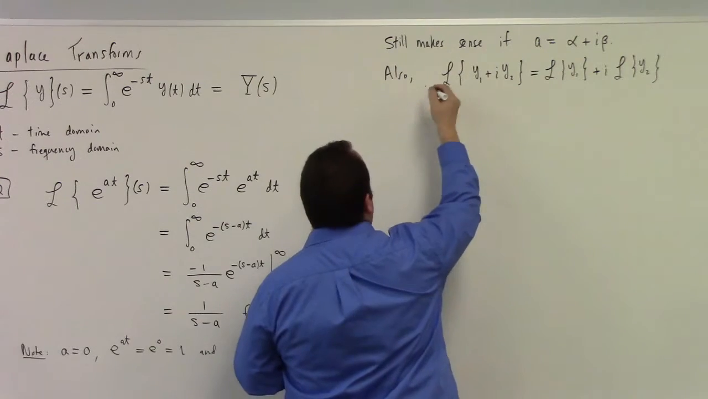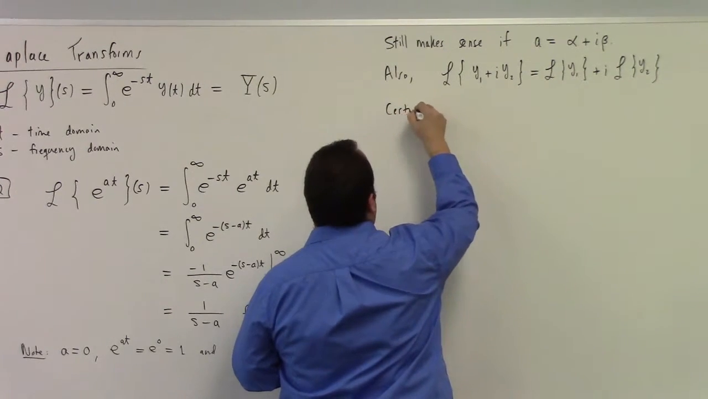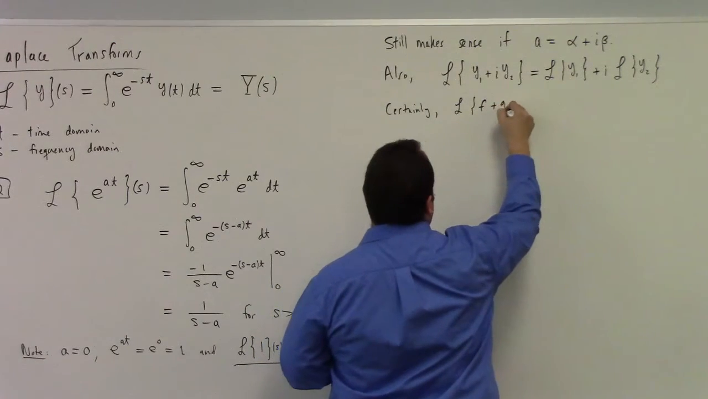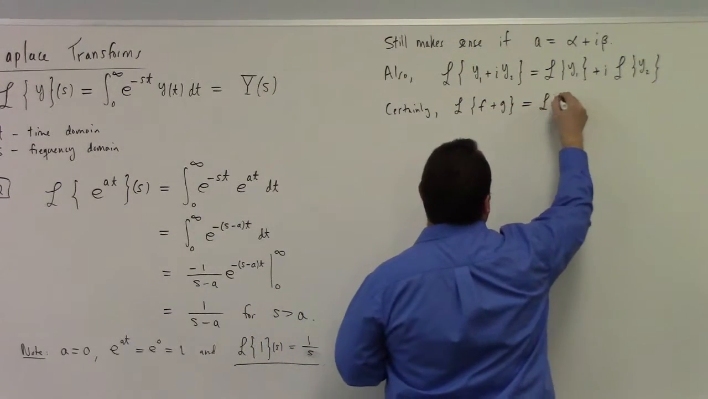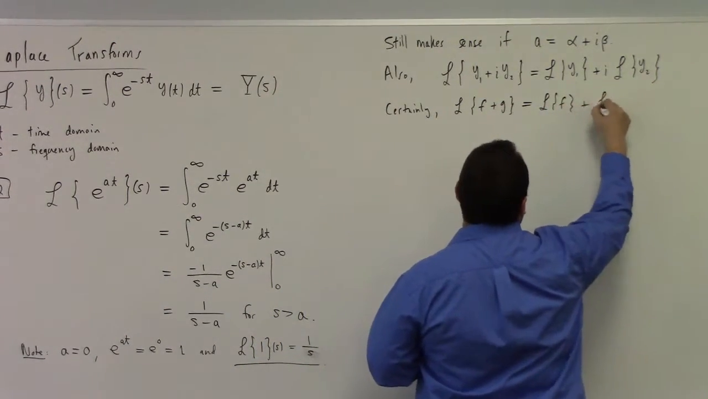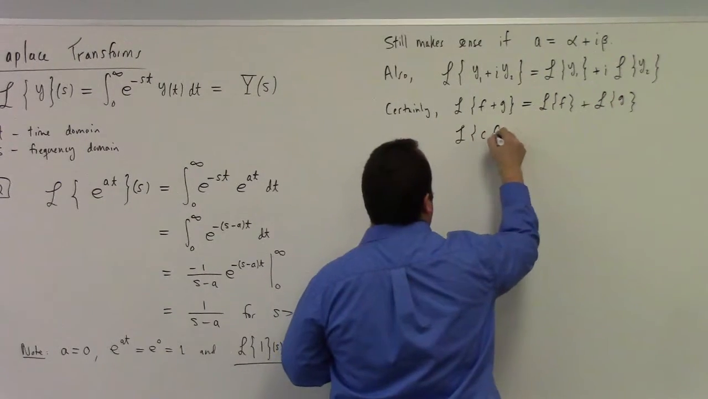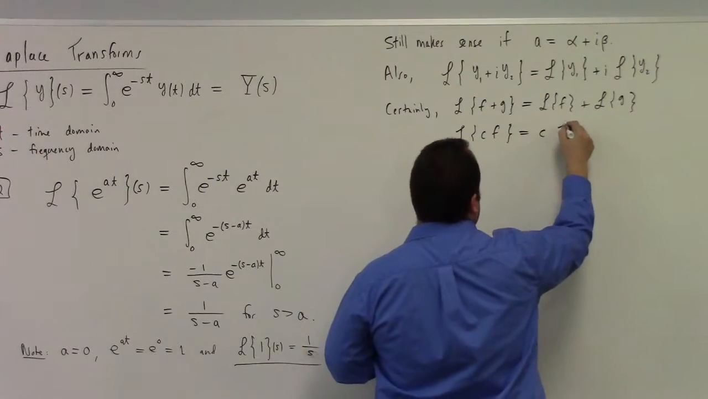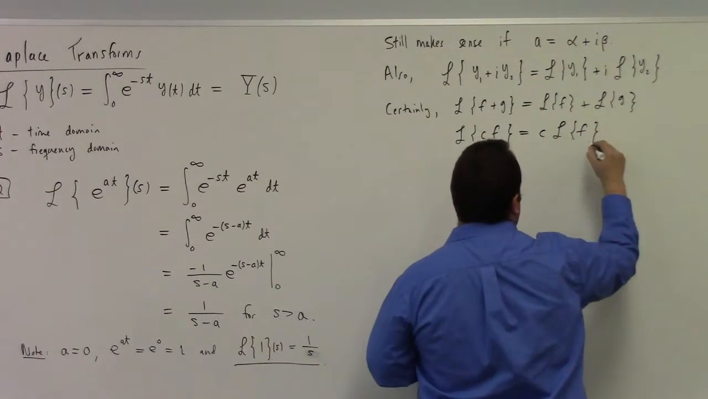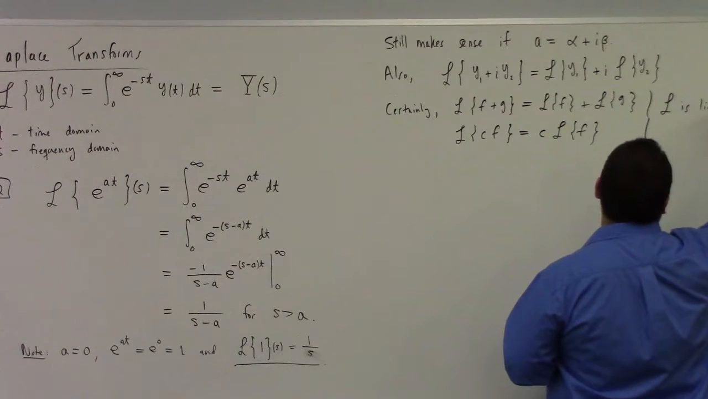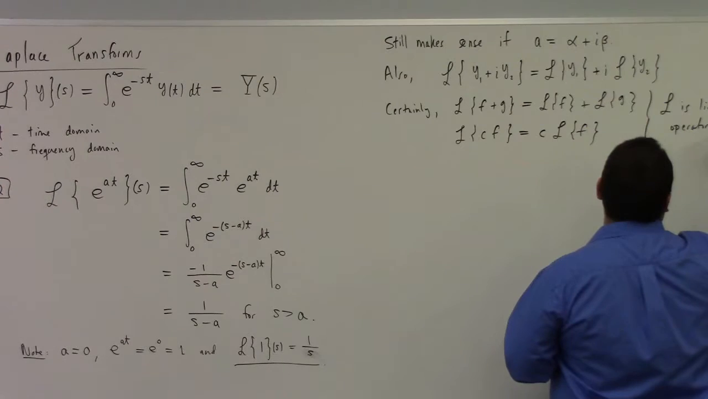Certainly, you can easily convince yourself the Laplace transform of f plus g is equal to the Laplace transform of f plus the Laplace transform of g, and the Laplace transform of a constant times f is equal to a constant times the Laplace transform of f. So, in short, L is a linear operator on functions.